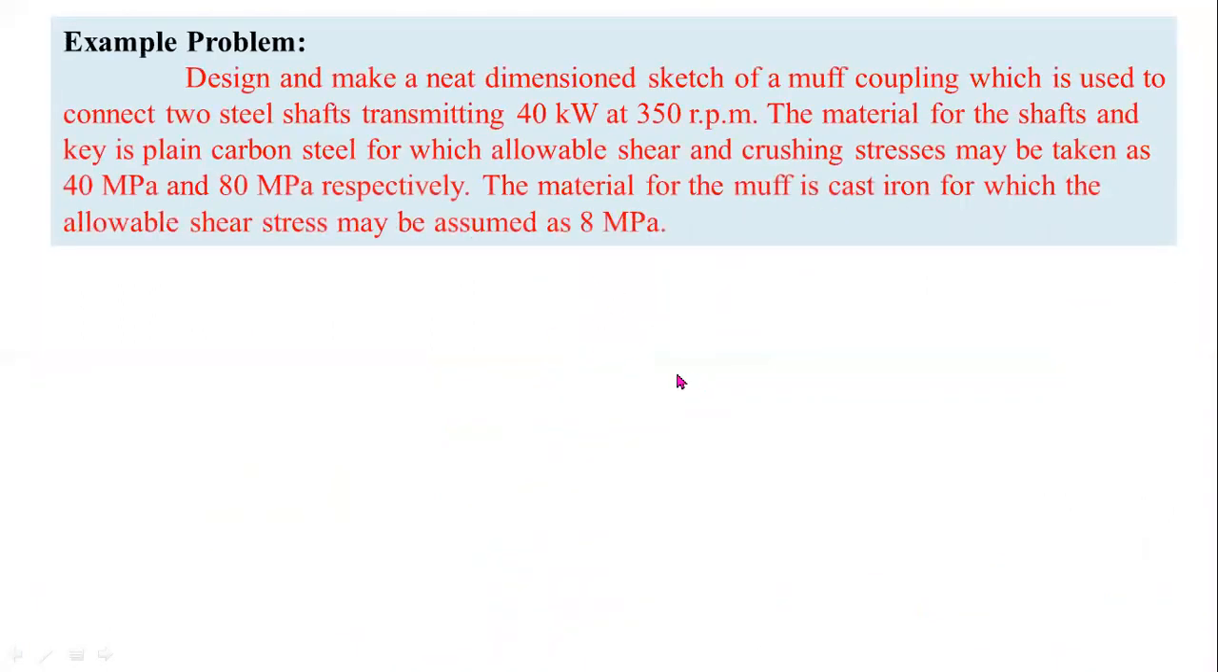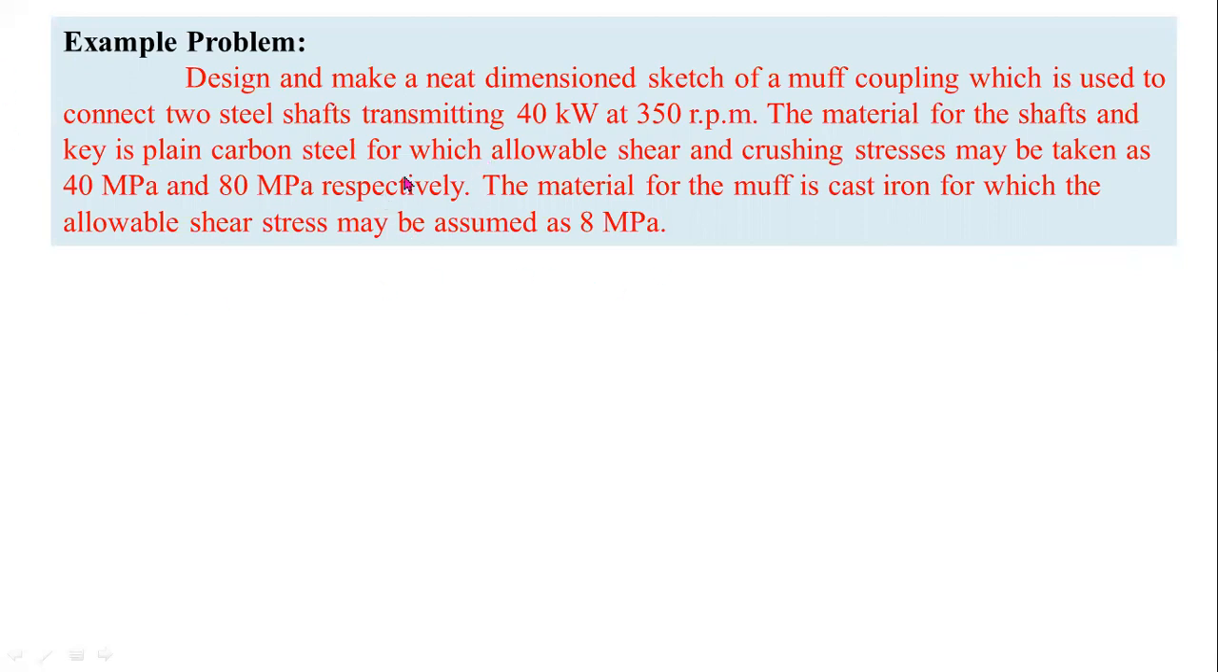Now I am going to explain a simple example problem on sleeve or muff coupling. Design and make a neat dimension sketch of a muff coupling which is used to connect 2 steel shafts transmitting 40 kilowatts at 350 rpm. The material for the shafts and key is a plain carbon steel, for which allowable shear and crushing stresses may be taken as 40 megapascal and 80 megapascal respectively. The material for the muff is cast iron, for which the allowable shear stress may be assumed as 8 megapascal.